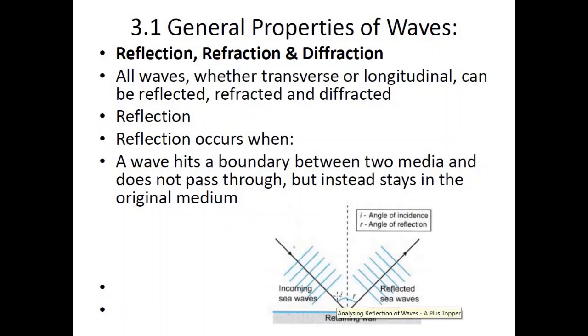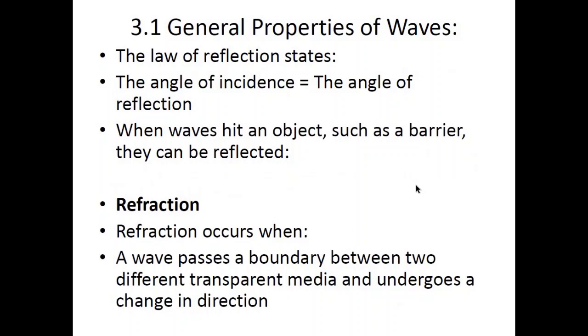The angle of reflection and the angle of incidence are always the same. The angle at which the wave would strike a hard boundary would be the same as the angle at which the wave would be reflected back. The law of reflection states that the angle of incidence is equal to the angle of reflection.